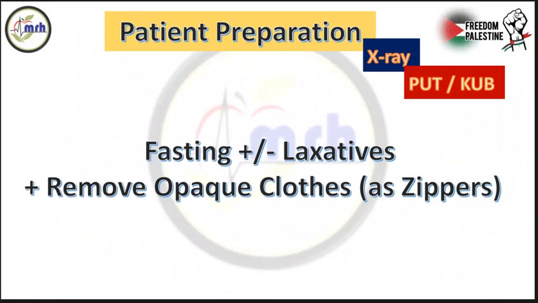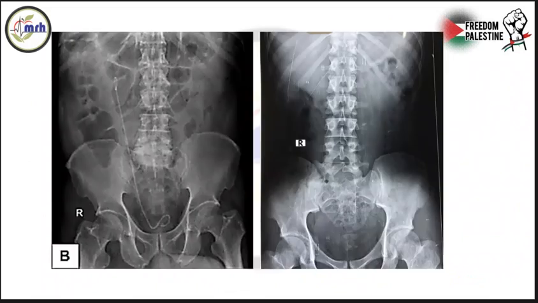For example, for the KUB or KUB, KUB means plain urinary tract X-ray, the urinary tract without contrast. Kidney, ureter, and bladder. The names are the same. For example, you can see this and this. This patient is not prepared. As you see, there is excessive gas and fecal matter inside the abdomen of the patient, so it can mask the stones, it can mask the abnormalities we can see, while this patient is well prepared. So when the patient is prepared, it's easy for me to see the stone, to see the abnormality. So the preparation is very important for the patient and for the doctor for diagnosis.